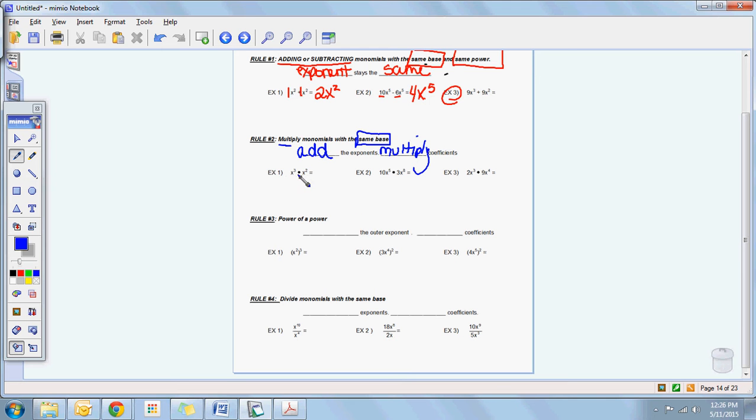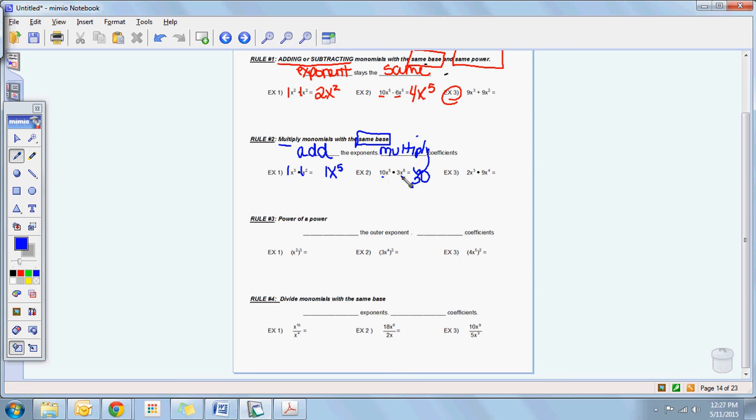They have to have the same base though, so x and x. So coefficients are 1 and 1. I'm going to multiply those. Is 1. X to the 3rd times x to the 2nd. My rule says I'm going to add those, so I would get x to the 5th. Okay? Okay, I'm going to multiply my outside numbers. 10 times 3 is 30.